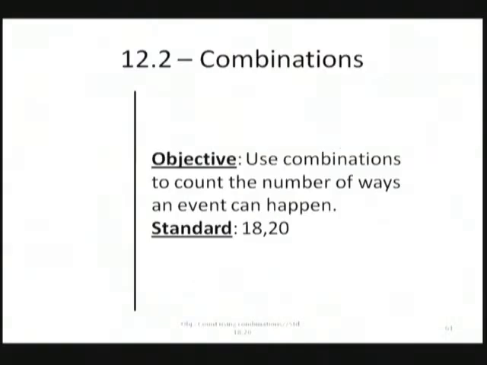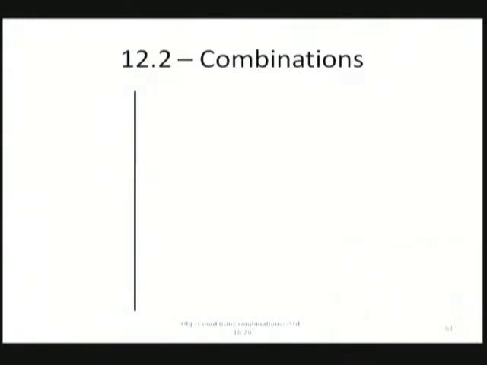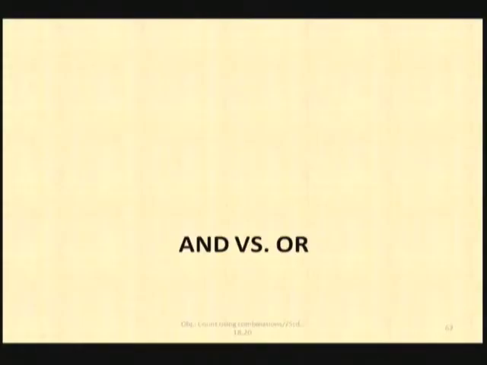Again, we're in Section 12.2 talking about combinations. There's the objective for the section. There's the standard that we're covering, just so you know that we're not doing something totally crazy. We are covering a standard. And again, we're talking about and versus or. You might think that's pretty simple and that there's not really a whole lot to understand. But let's take a look at this a little bit more in depth.